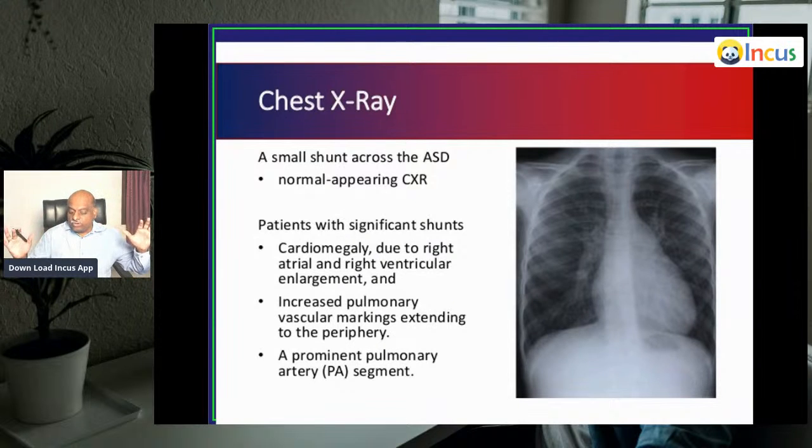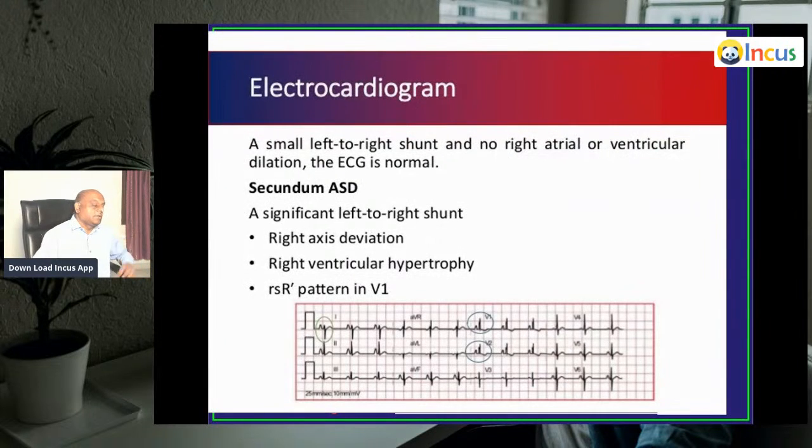Normally, X-ray may look normal, but with a significant shunt, there is right atrial enlargement with right ventricular enlargement, increased pulmonary vascular markings, a prominent pulmonary segment. So they are the associated features.